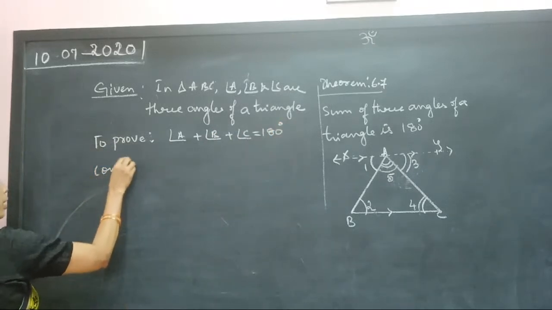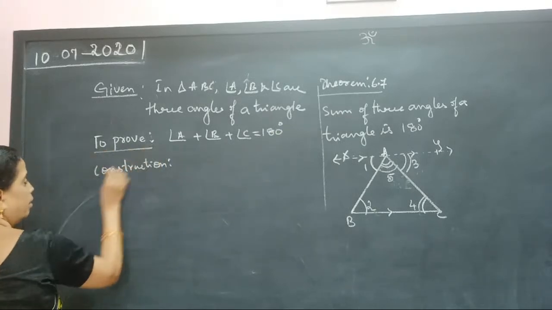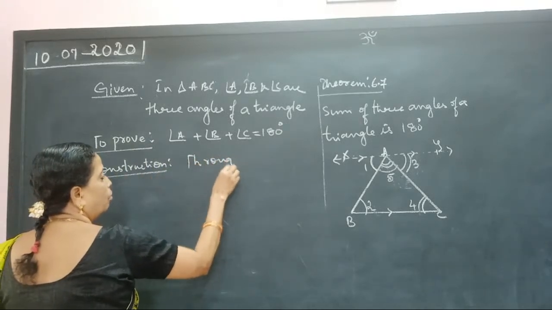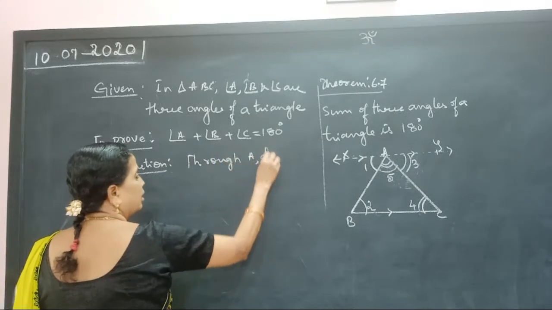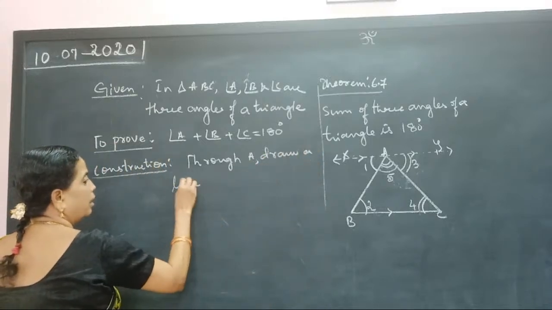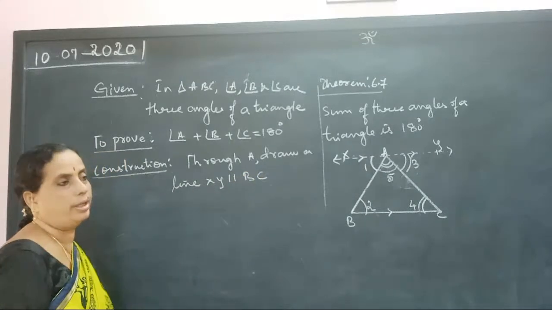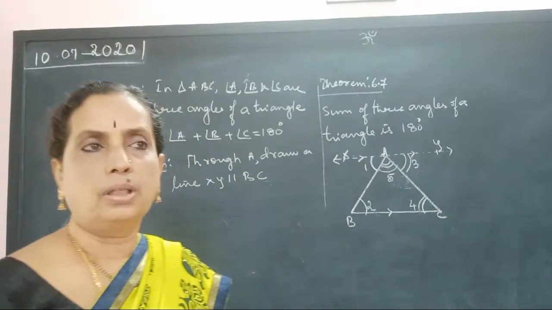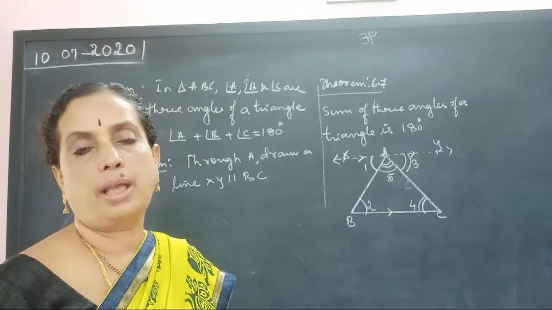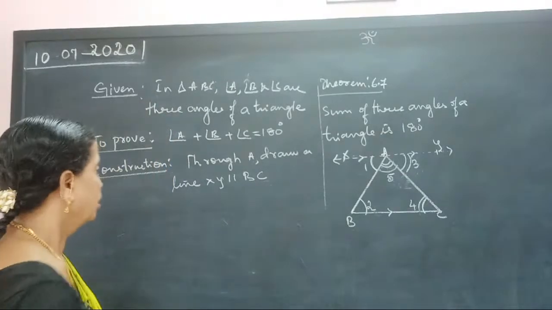Construction. Try to write it as I am writing here, giving the heading construction. Through A, draw a line XY parallel to BC. You can also use the words, passing through point A, draw XY parallel to BC. Like that also you can write. Next, proof.